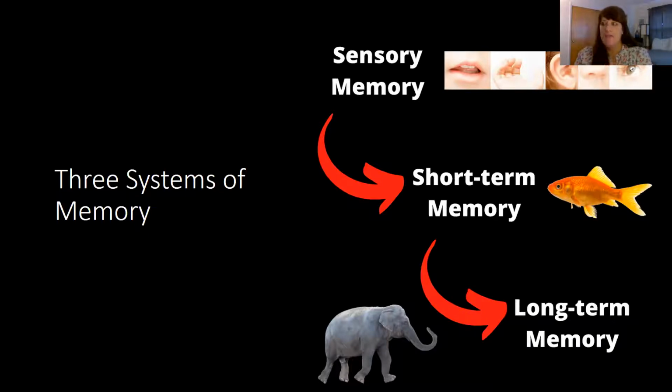And for long-term memory, that information can potentially stay for your entire life. You might remember things that happened to you when you were in 1st grade, for example. But some things do fade away from long-term memory as well.